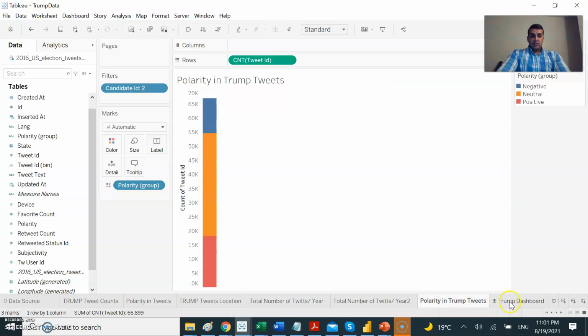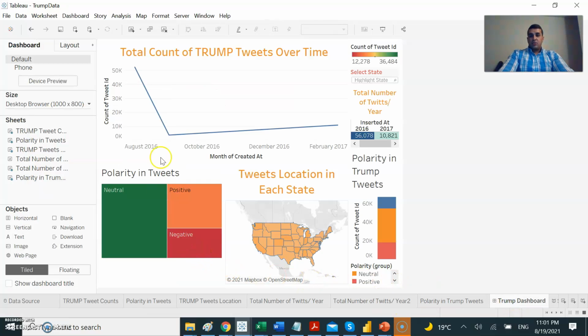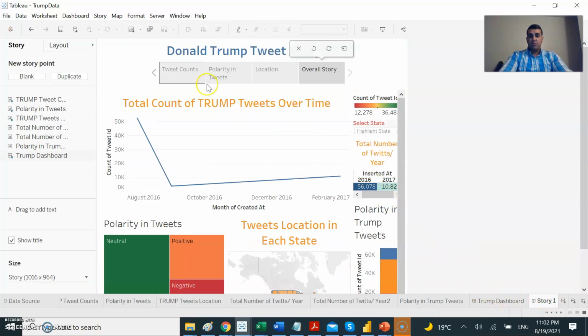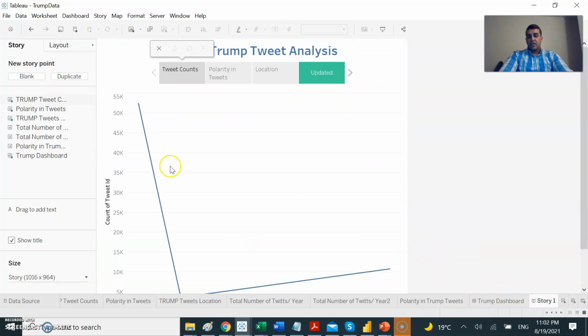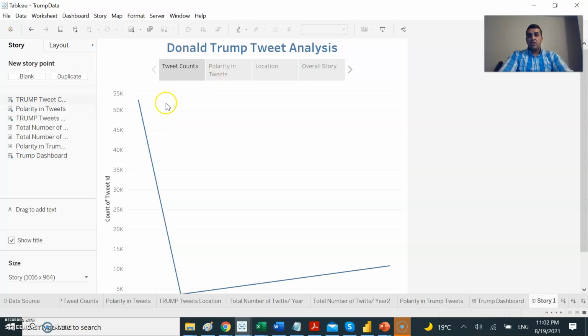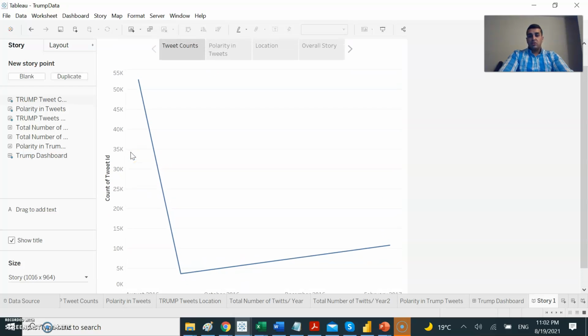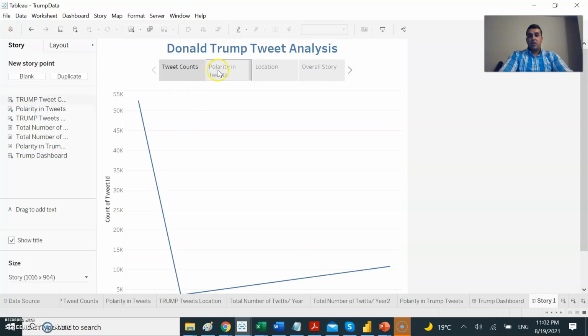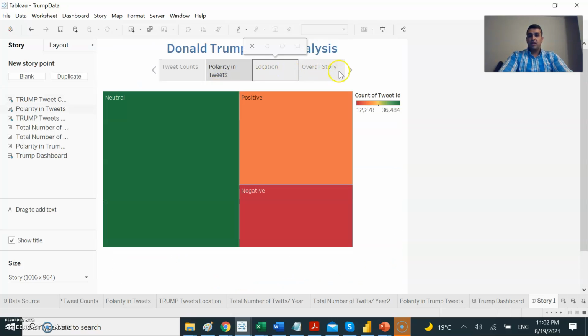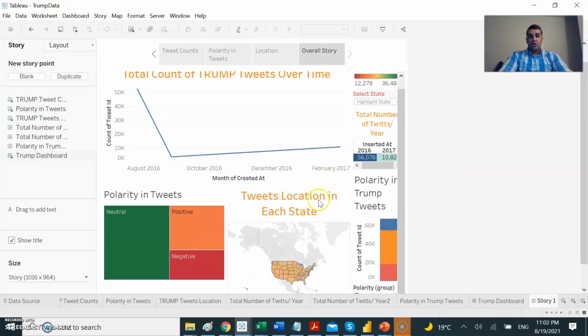Here I started representing my dashboard. As we can see, we included all diagrams in one page: the total counts of Trump tweets over the period, with the polarity of tweets, and finally I have included my storyboarding. It includes the tweet counts of Trump between August 2016 and 2017, the polarity, the location, and the overall story also.